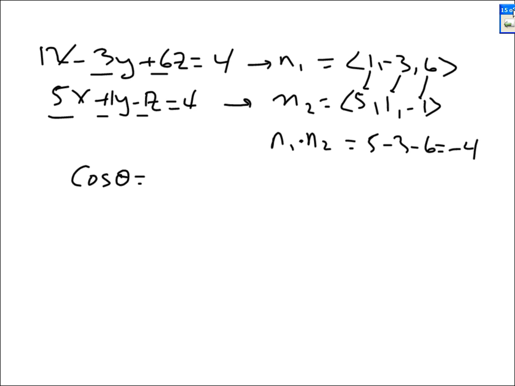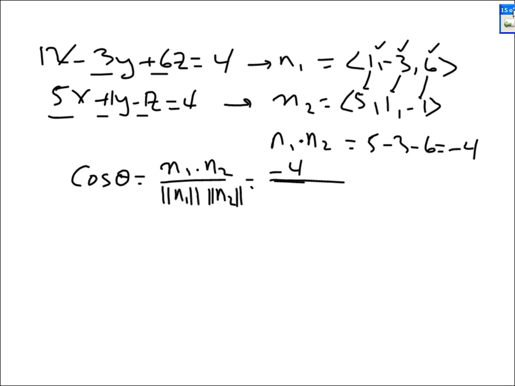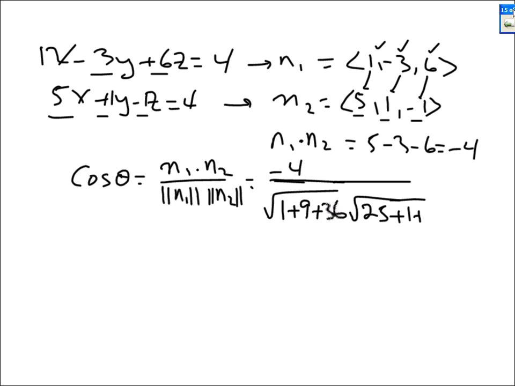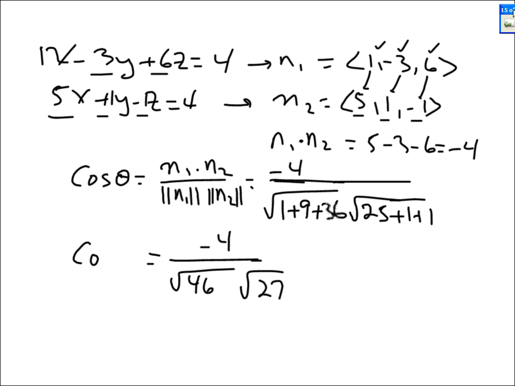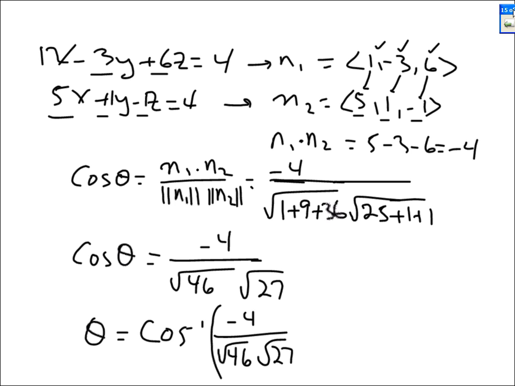Remember, the angle between them is going to be n1 dot n2 divided by the length of n1 times the length of n2. I just did the numerator. Now I'll do the denominator. 1 squared plus 3 squared plus 6 squared, times the length of n2, 5 squared plus 1 squared plus 1 squared. So we get negative 4 over the square root of 46 times the square root of 27. That's the cosine of the angle. The angle is the cosine inverse of negative 4 over the square root of 46 times the square root of 27.